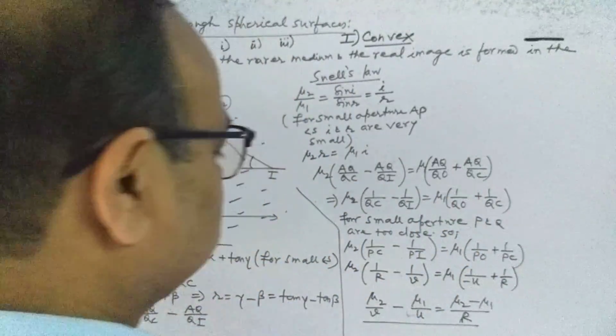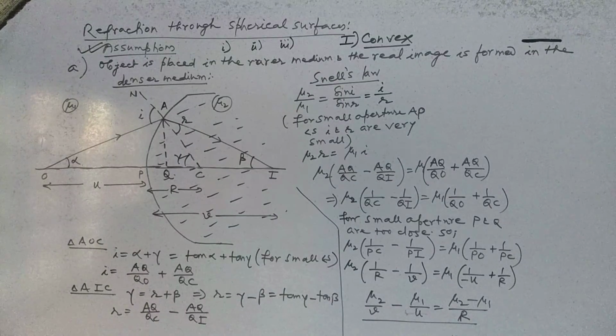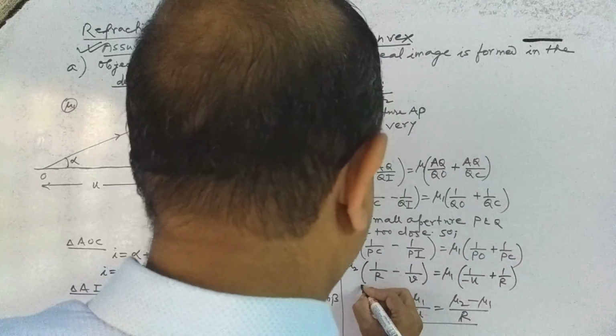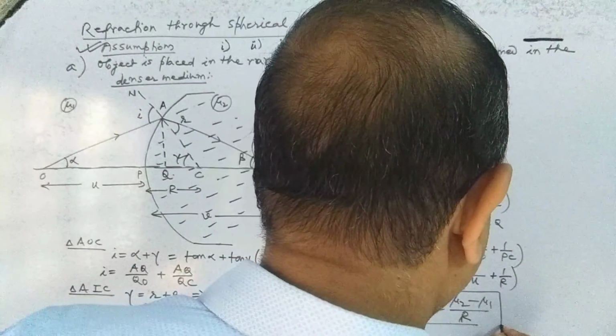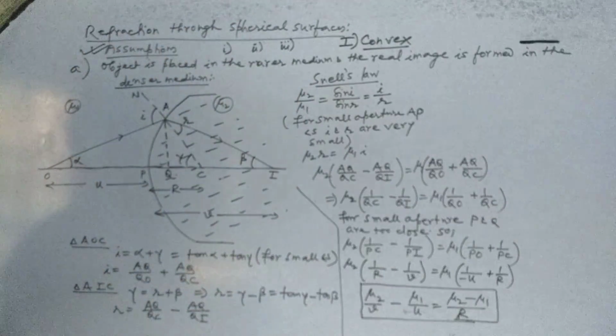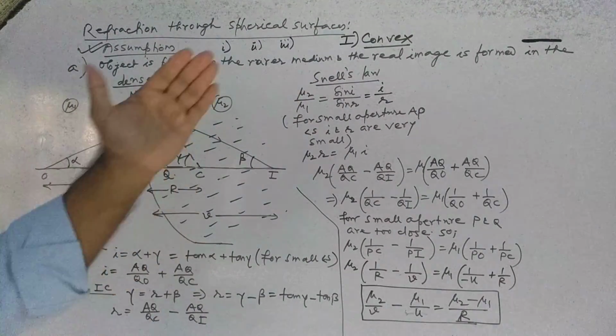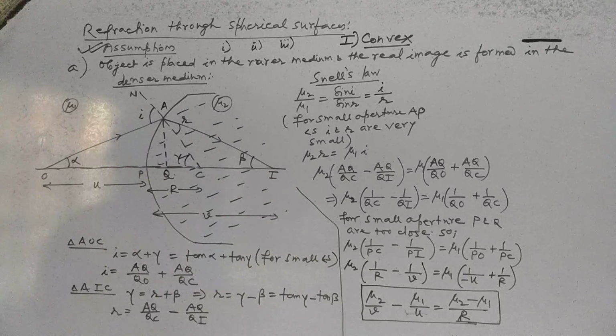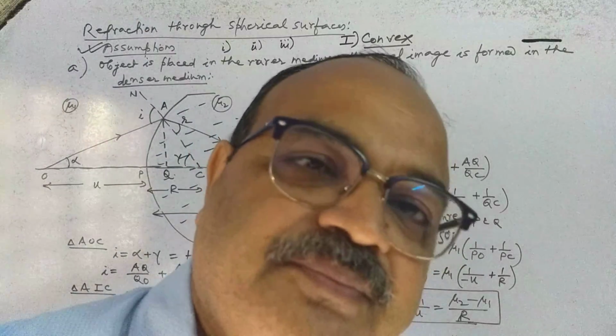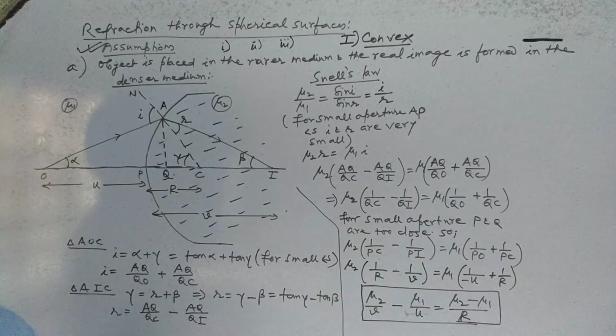Look, what we are getting, just see: mu2 by v minus mu1 by u. If you rearrange it, we get mu2 by v minus mu1 by u is equal to mu2 minus mu1 by R. This is the established formula I am getting in the first case. Just see here, this is the derivation for the first case.